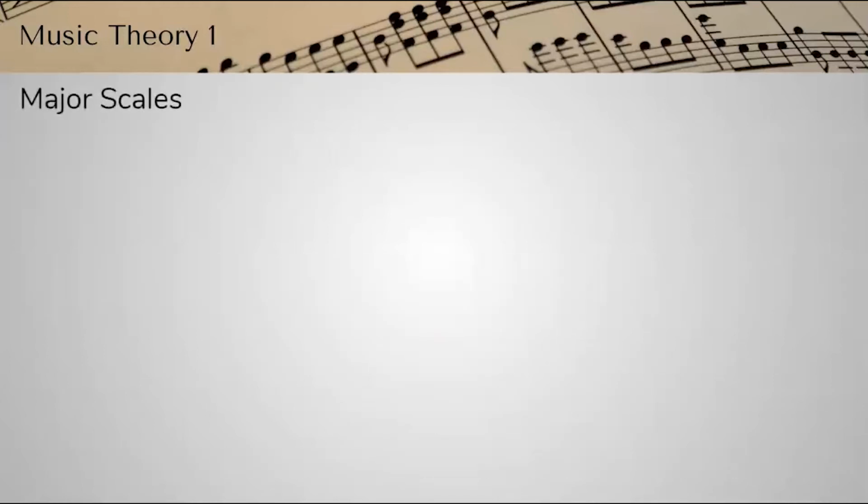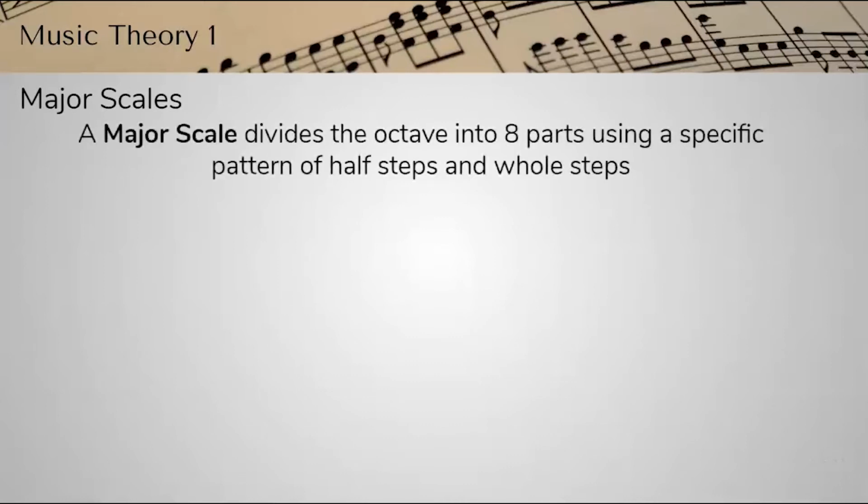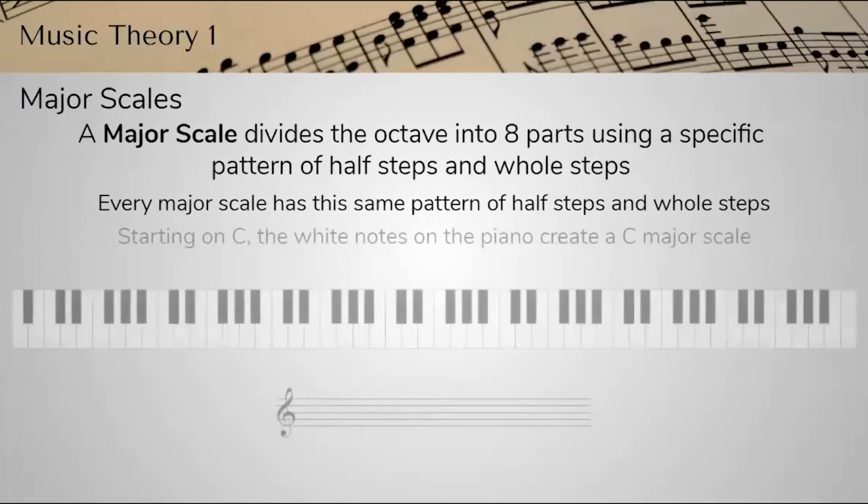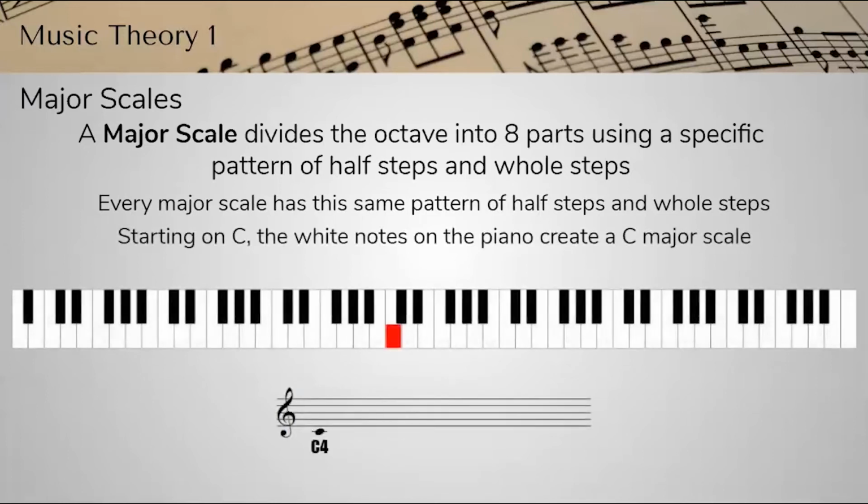Okay, so now that we know what half steps and whole steps look like, we can start building major scales, because a major scale is something that divides the octave into 8 parts and uses a specific pattern of half steps and whole steps. And every major scale has this same pattern of half steps and whole steps, no matter which major scale it is. Okay? This pattern of half steps and whole steps is what defines the sound of a major scale.